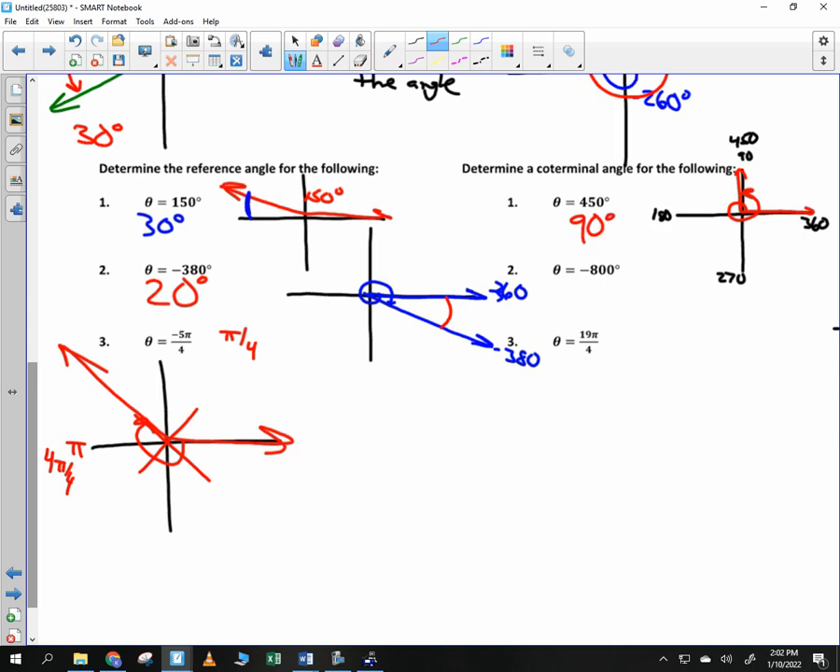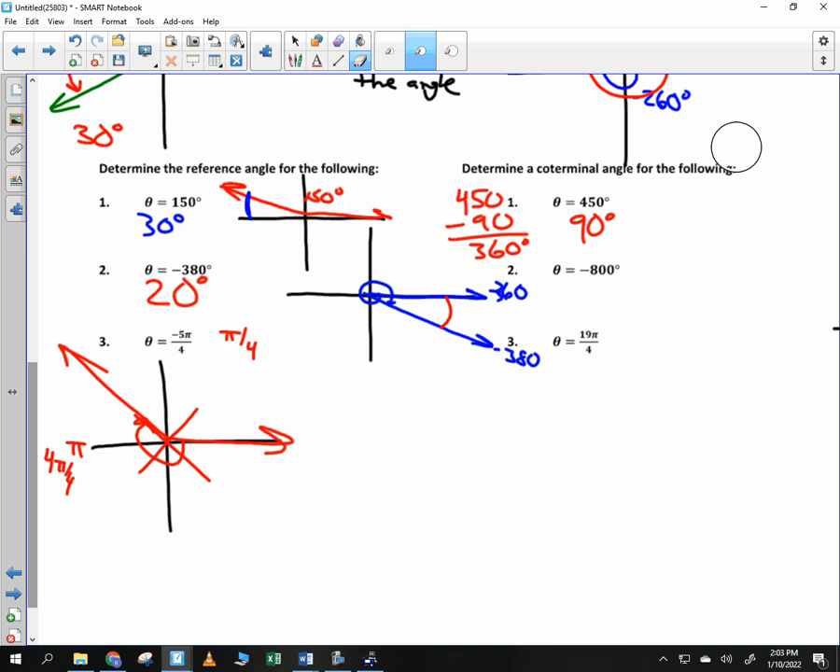Now, it's good to think of it visually. You can also produce that by simply subtracting 450 minus 90. That does produce for you 360 degrees. Is that okay? How about negative 800? Well, what's once around the circle? What's twice around the circle? 720. See how that helps me? So I'm going to go a little bit more than twice around the circle in the opposite direction.